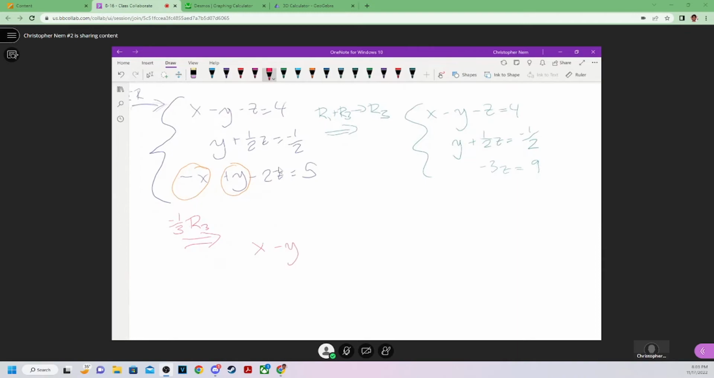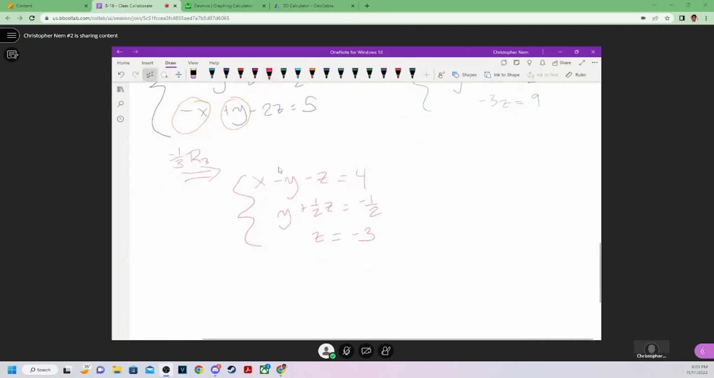x minus y minus z equals 4. y plus 1/2 z equals negative 1/2. Then I have z is equal to negative 3. And then my solution set, you can calculate it out. It should be negative 3. If I plug in negative 3 to the second equation, I have y plus 1/2 times negative 3 equals negative 1/2. That's y minus 3/2 equals negative 1/2.